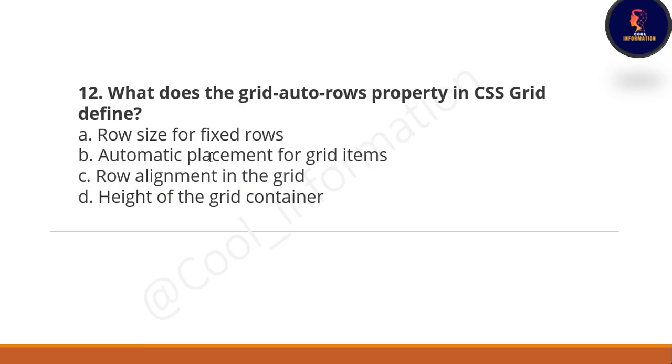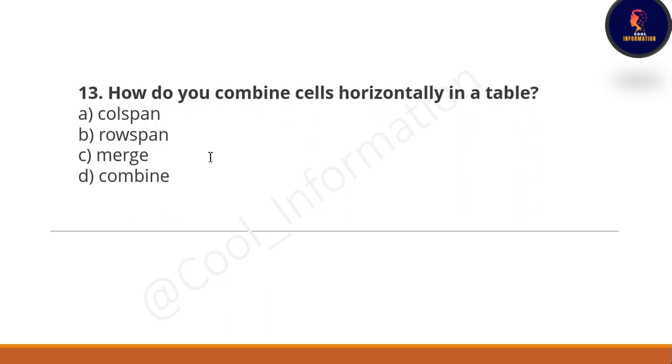Okay, moving to the next question. What does the grid-auto-rows property in CSS grid define? Option A is row size for fixed rows. Option B automatic placement for grid items. Option C is row alignment in the grid, and last option is height of the grid container. Correct option is option number A, row size for fixed rows. Okay, next question.